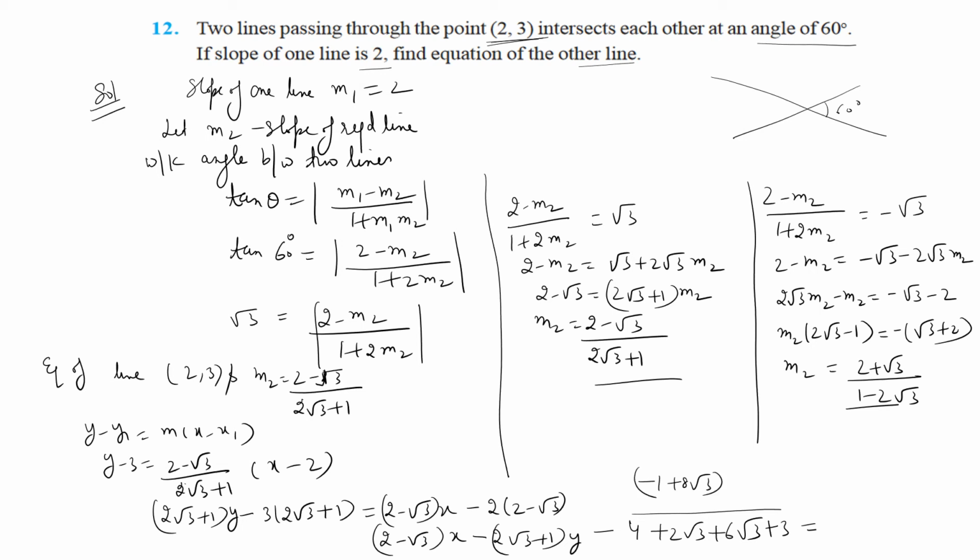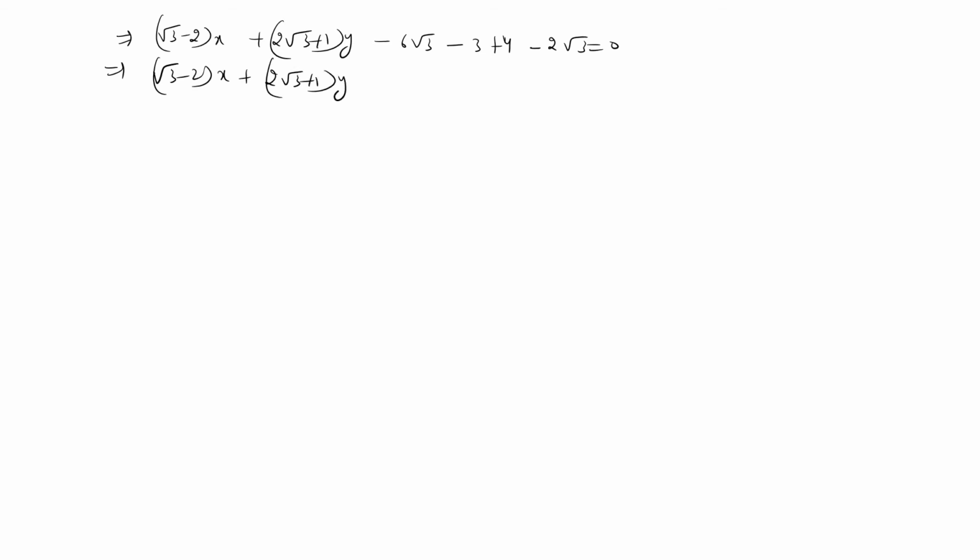So you can take everything to your left hand side, right? So the term of x will be negative, but to make it positive, I'll flip it: instead of (2 minus root 3) x, I'll flip it as (root 3 minus 2) times x plus (2 root 3 plus 1) times y, and minus 6 root 3, everything taken towards the left hand side. Okay. So I will get (root 3 minus 2) times x plus (2 root 3 plus 1) times y. This is your minus 8 root 3 plus 1 equals 0. So this implies (root 3 minus 2) times x plus (2 root 3 plus 1) times y is equal to minus 1 plus 8 root 3.